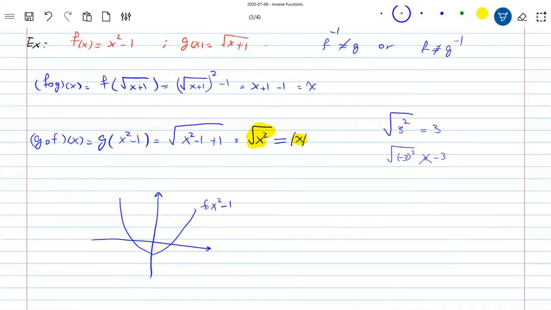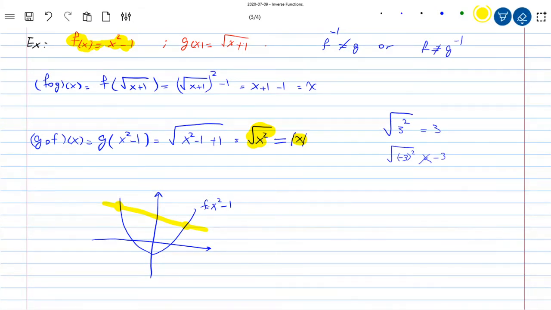Is f one-to-one? Not really. Draw a horizontal line. It crosses more than once. Here, 2 points. So what does it tell you? It tells you that f does not have an inverse. So if f does not have an inverse, it's not possible for g to be the inverse of f, because f is not supposed to have an inverse.